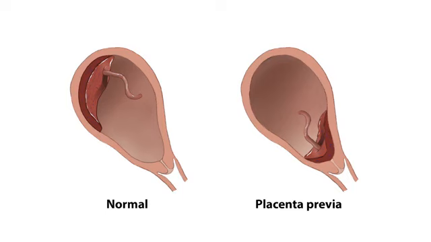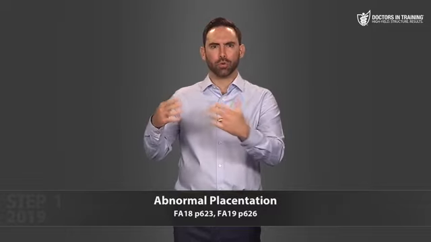So, normally the placenta is located up here near the fundus of the uterus, well away from the cervical os. However, sometimes the placenta implants down here in the lower uterine segment. And if it covers the internal cervical os, it's called a placenta previa. Placenta previa is when the placenta overlies the cervical os. Risk factors for this include increasing maternal age and multiparity, so increasing number of pregnancies. But the big risk factor to know is a history of a C-section.